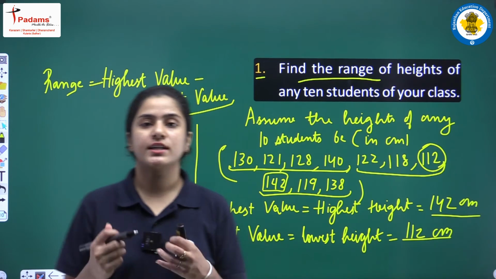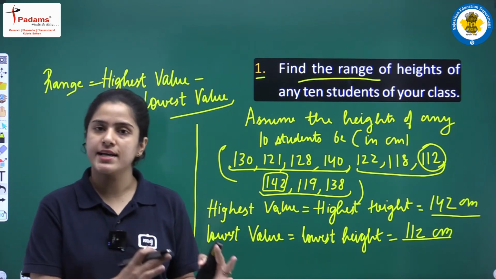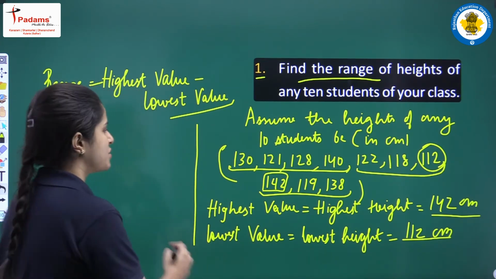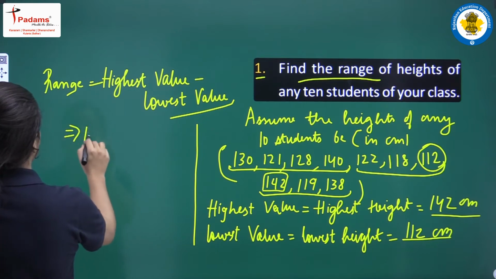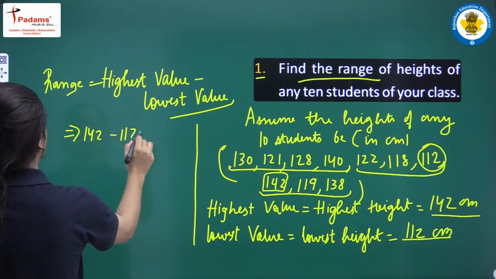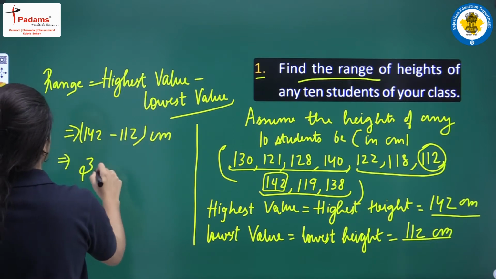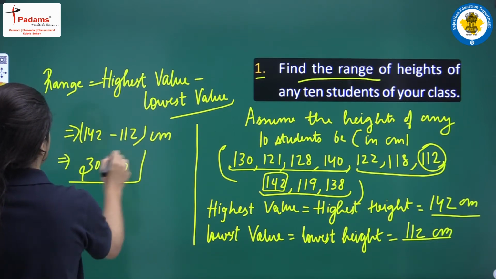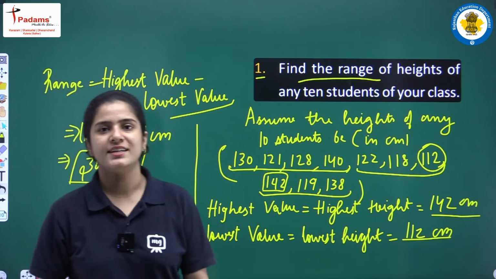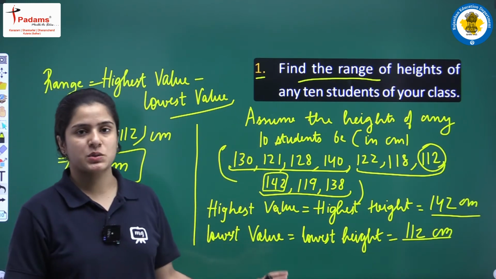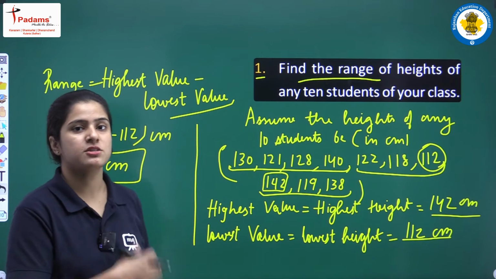Then what is range? Range is equal to highest value minus the lowest value. So 142 minus 112 in centimeters. So 30 centimeters is the range of your heights. This is an assumption based question. You can do this type of question by yourself.